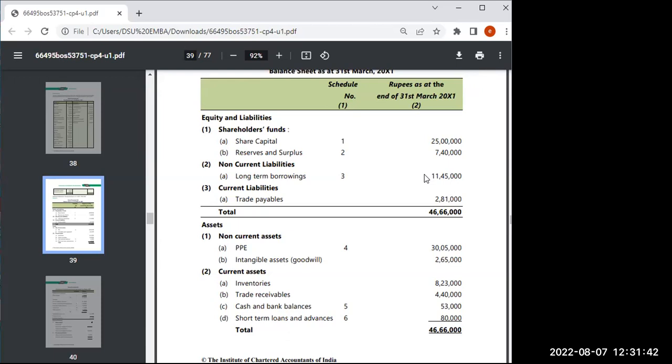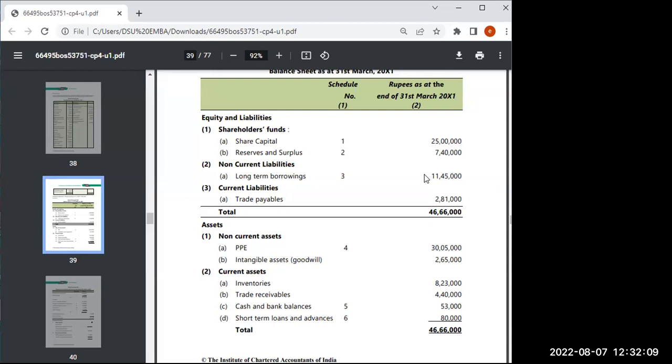Otherwise, the accounts are already over. The answer is already done. This is not a part of the answer for the balance sheet and P&L account. This is only for our understanding, how assets are equal to liabilities plus equity. In the exam, if you are asked to prepare only the balance sheet and P&L account, you stop there. Don't do this. This is not required. So that's all for today.